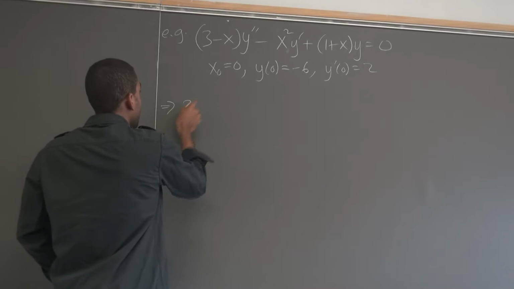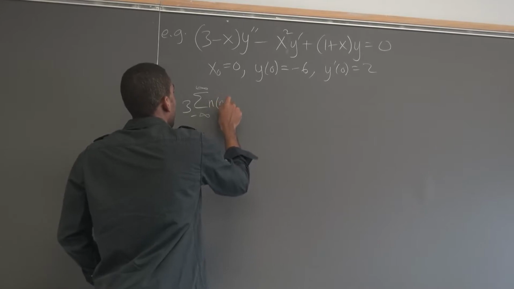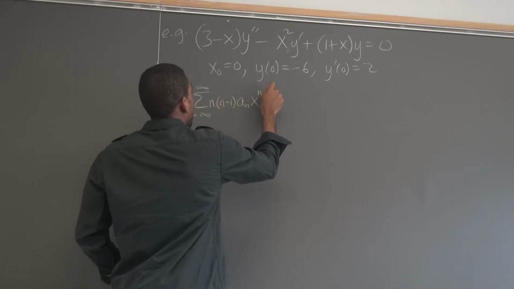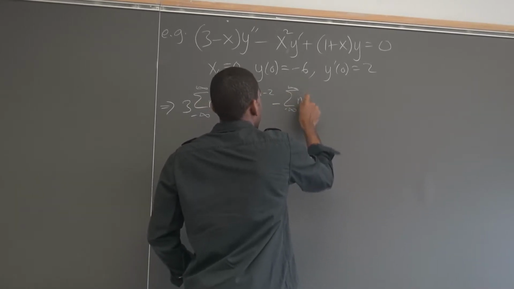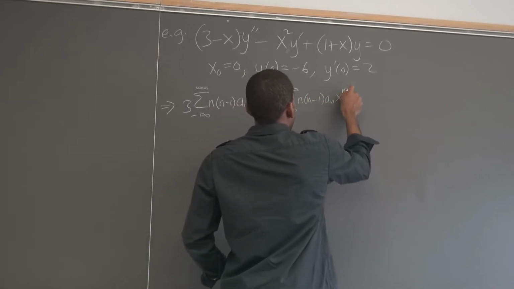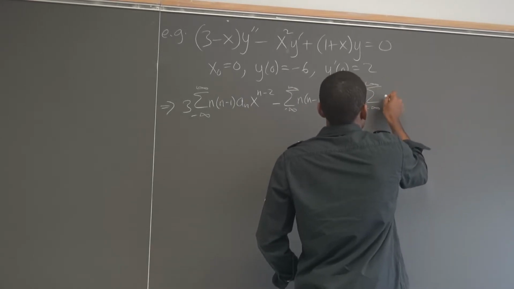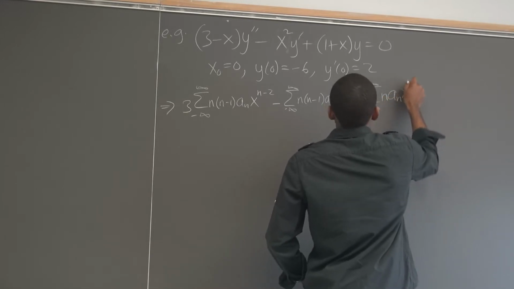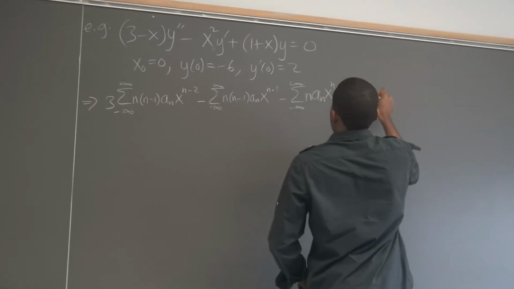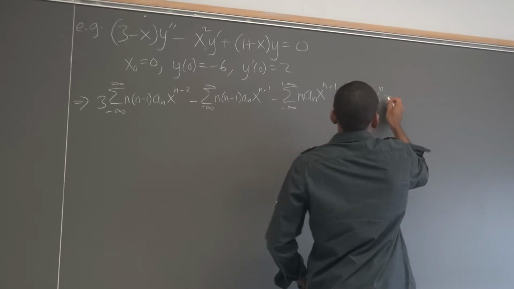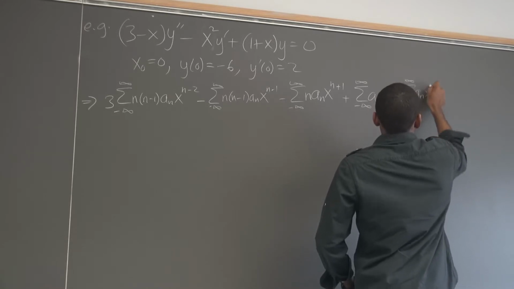So this will give us 3 times the series from minus infinity to infinity of n minus 1 a_n, minus the series from minus infinity to infinity of n minus 1 a_n, minus the sum from negative infinity to infinity of n a_n, plus the series from minus infinity to infinity of a_n x to the n, plus the series from minus infinity to infinity of a_n x to the n plus 1.